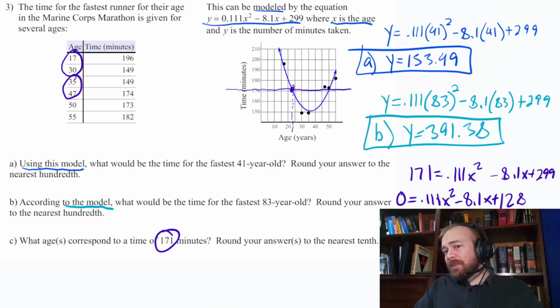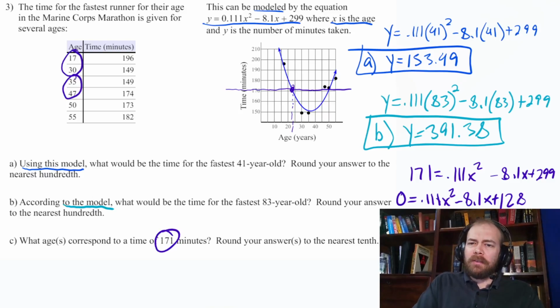Okay, so I would not try to recommend factoring. That's 0.111. Yeah, no thanks. I'm not going to try to factor this normally. So A is 0.111, B is negative 8.1, and C is 128.